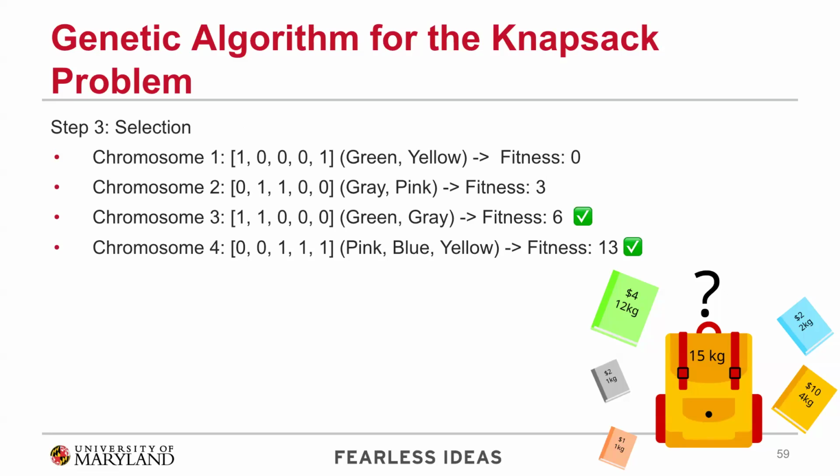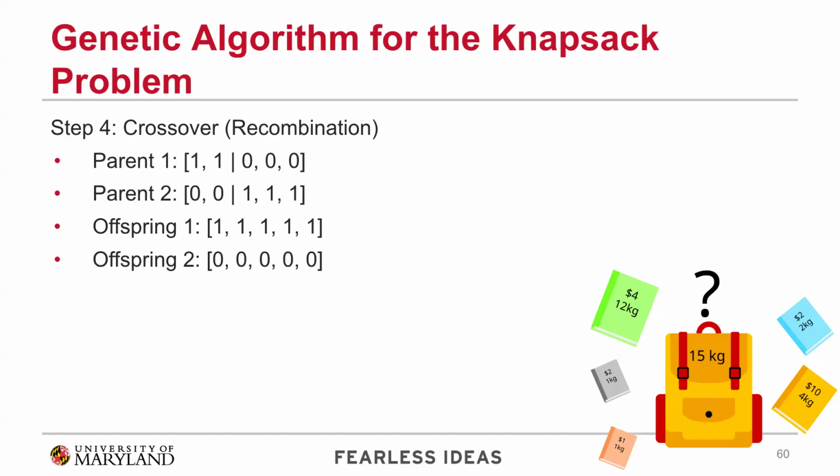But in this one, it fits the total capacity, but it is lower than the other two. For example, when we took the green and the gray book, the total value would be 6. You try to choose the top K chromosomes that fit into the bag. Here, when you choose 2, you set those 2 parents and you do some crossover.